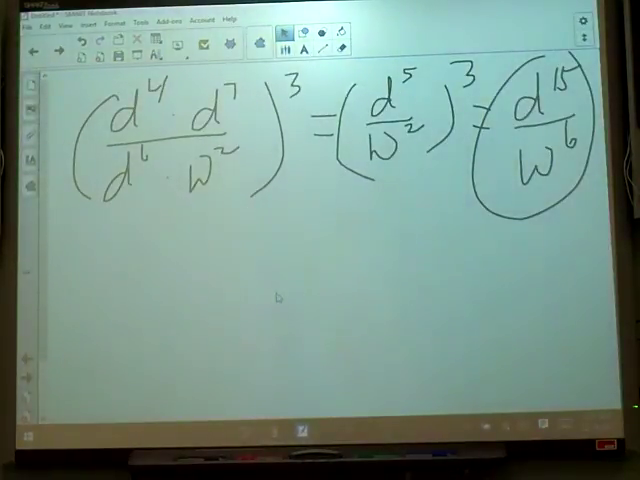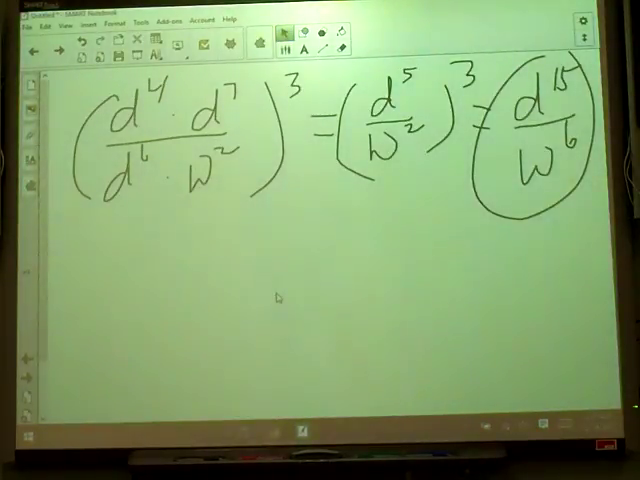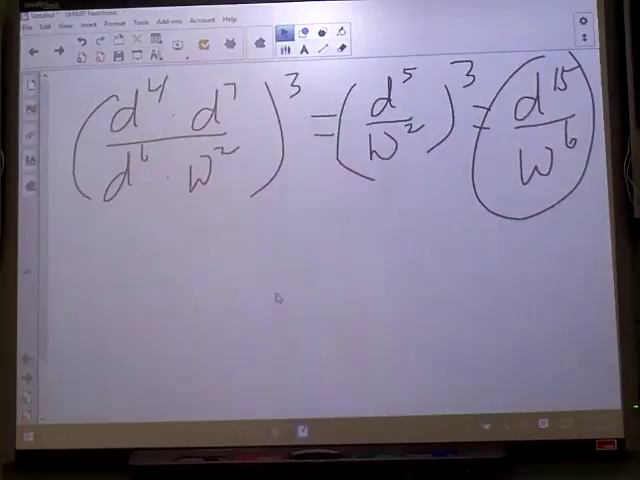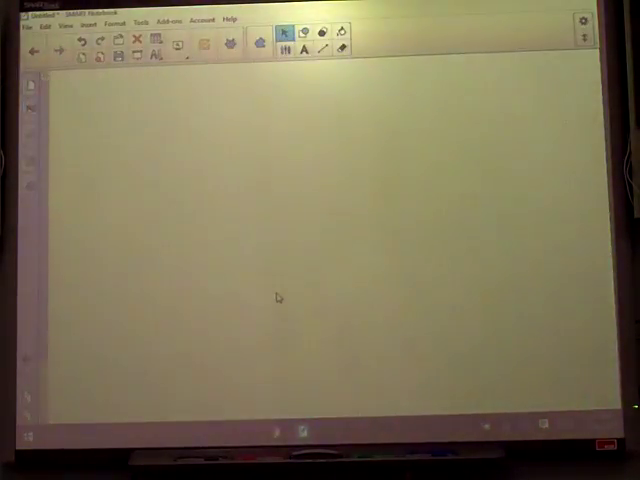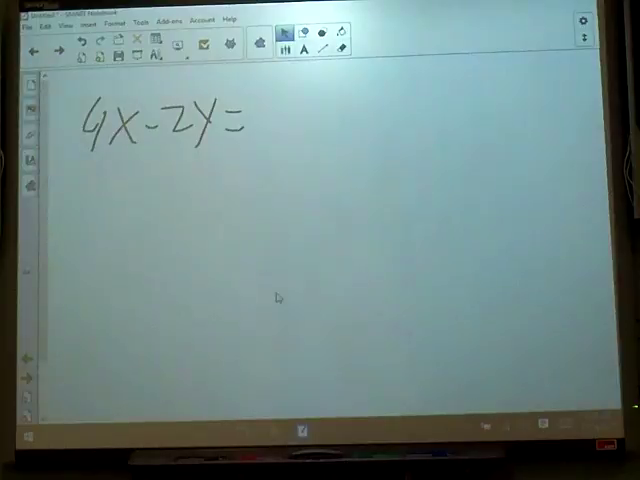Alright, I'm going to 25 next. The directions for that next section say to solve the equation for y. That just means you want to end up saying y equals something. You want the y all by itself. So in 25, we have 4x minus 2y is equal to negative 12.